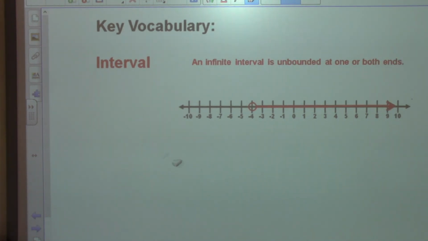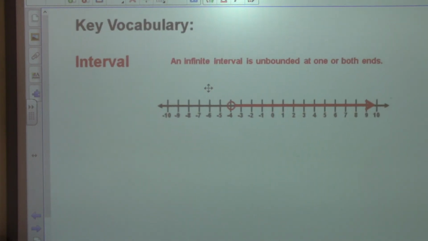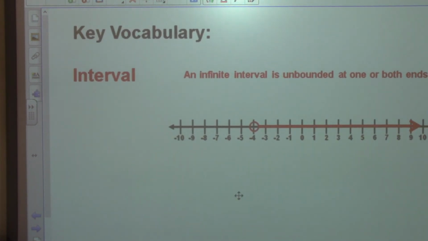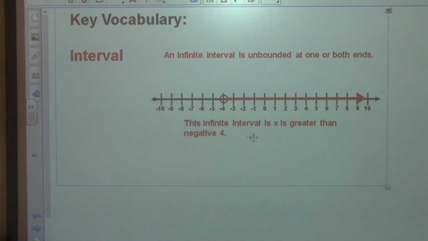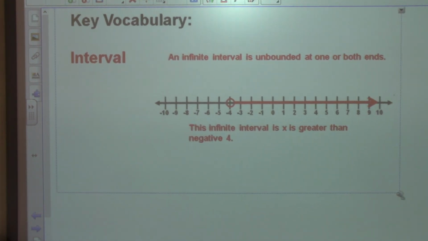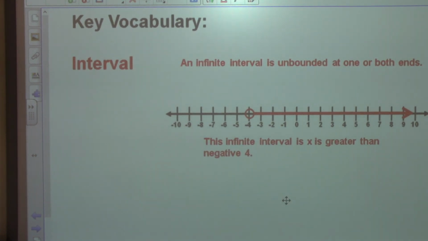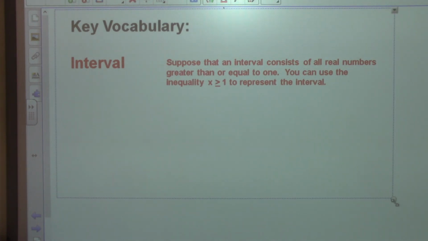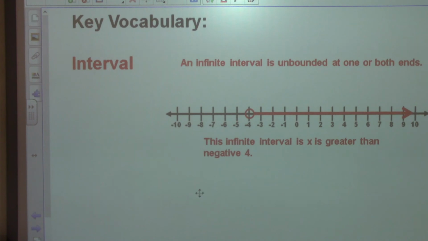Next, an infinite interval is unbounded at one or both ends. So we have the finite interval and the infinite interval. This infinite interval is x is greater than -4. That's how you would say that. You need me to go back a little bit? Try to make it a little bit larger as I go.